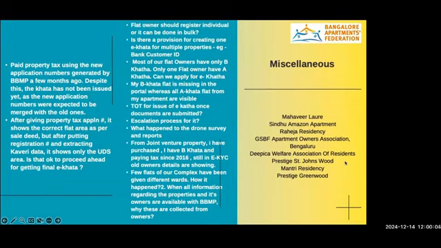Flat owners have only B Khatha. Only one flat owner has. Can we apply for it? Yes, everybody who has a B or A Khatha can apply for e-Khatha. You will get e-Khatha, either A e-Khatha or B e-Khatha.